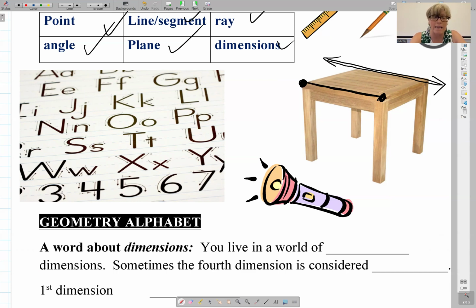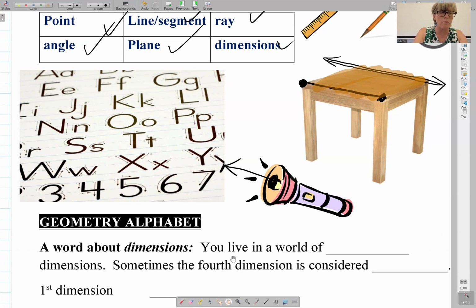A ray, like a flashlight. The light in a flashlight has a beginning and the light goes in one direction. That's a ray. Plane. Think of a plane as basically any flat surface, 2D flat surface. So that tabletop. Behold, there are your 5 geometry letters.